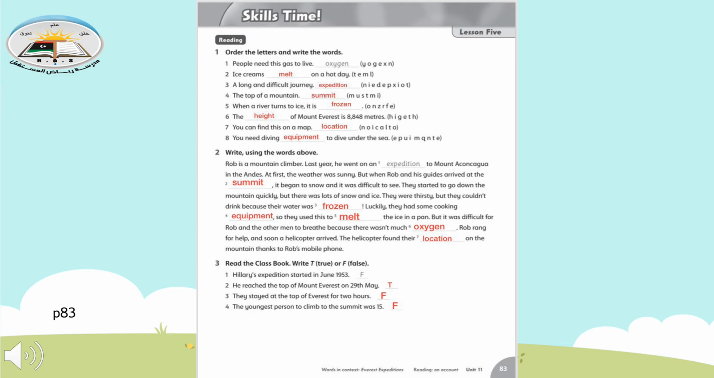Number 3. They stayed at the top of Everest for 2 hours. The answer is wrong, false. They stayed for 15 minutes. So number 3 is false. Number 4. The youngest person to climb the summit was 15. Number 4 is false. The youngest person to climb the summit was 13. So number 1 is false. Number 2 is true. Number 3 is false. And number 4 is false. Now that's it for page 83. Thank you for listening.